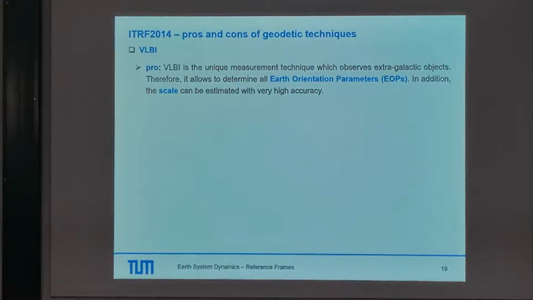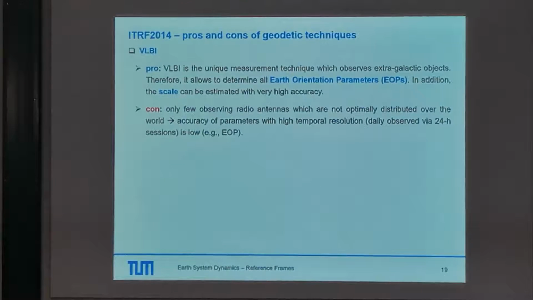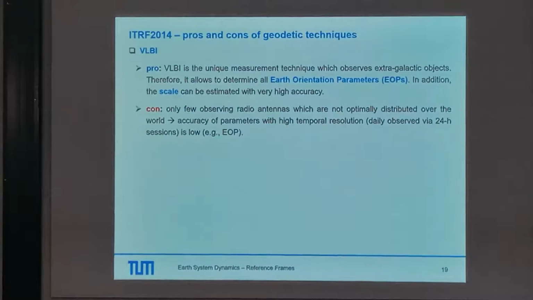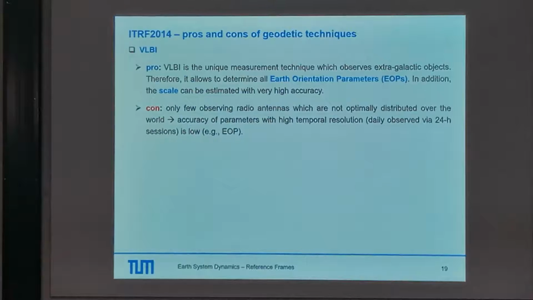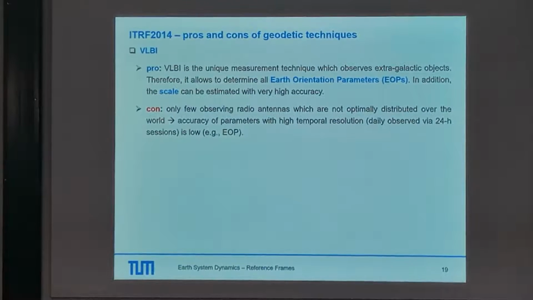A clear disadvantage of VLBI, exactly: we have only a few observing radio antennas which are not optimally distributed over the world, and that leads directly to degradation of the Earth orientation parameters, since it is really costly to build a telescope, to operate a telescope, to maintain it, and so on and so on. SLR. What is the advantage of SLR?